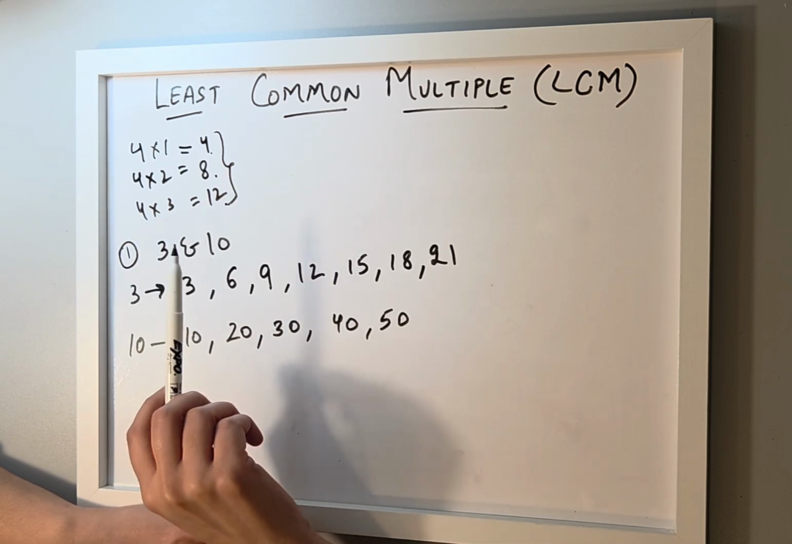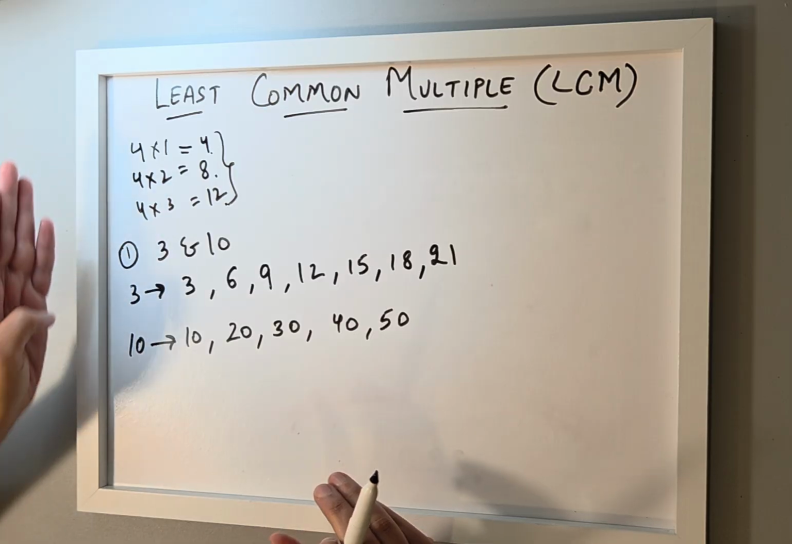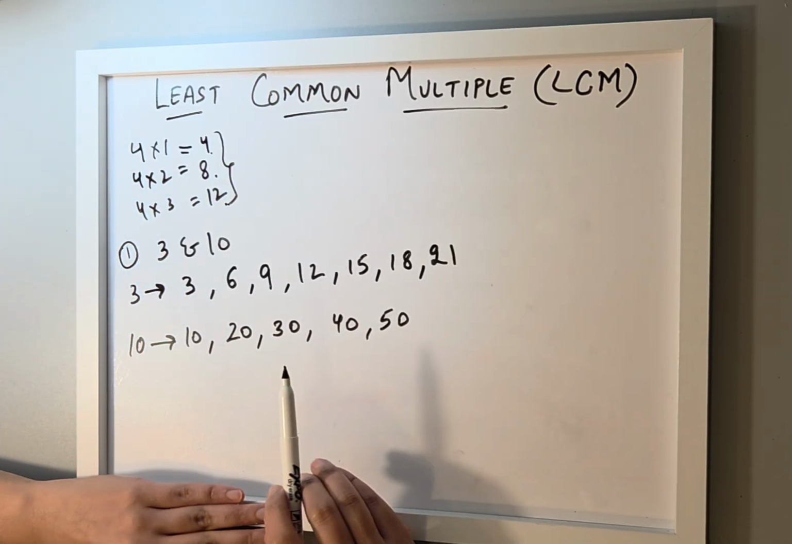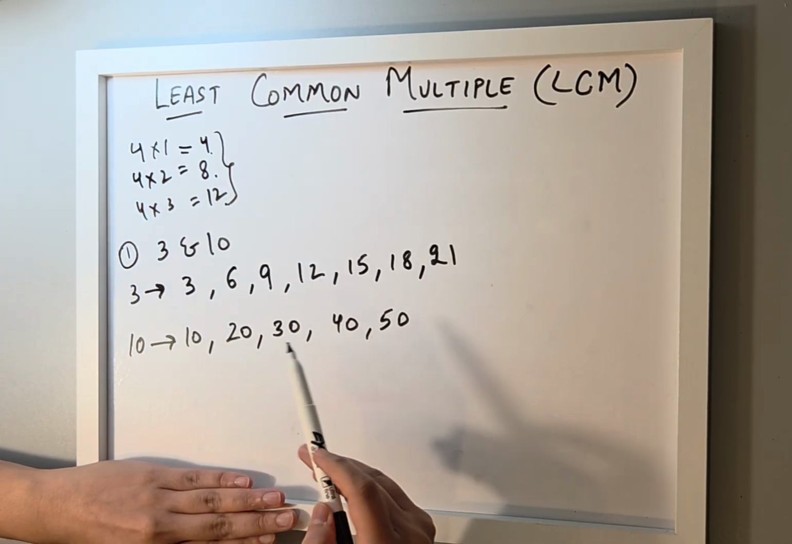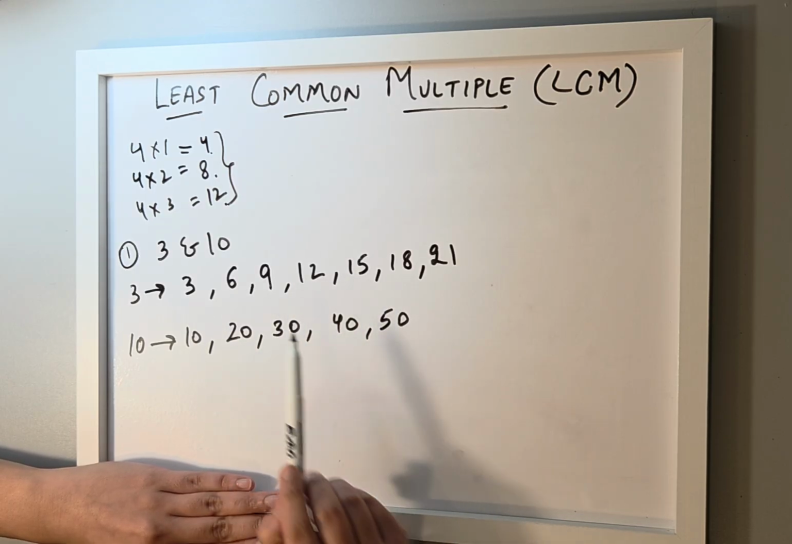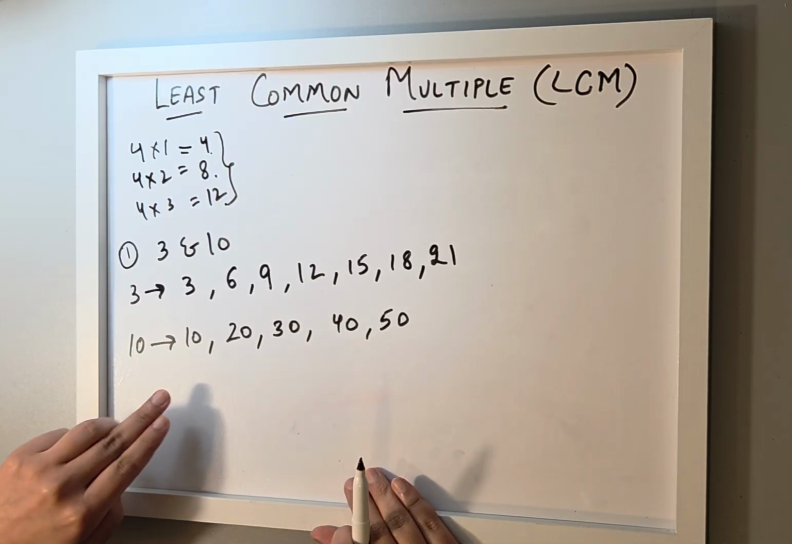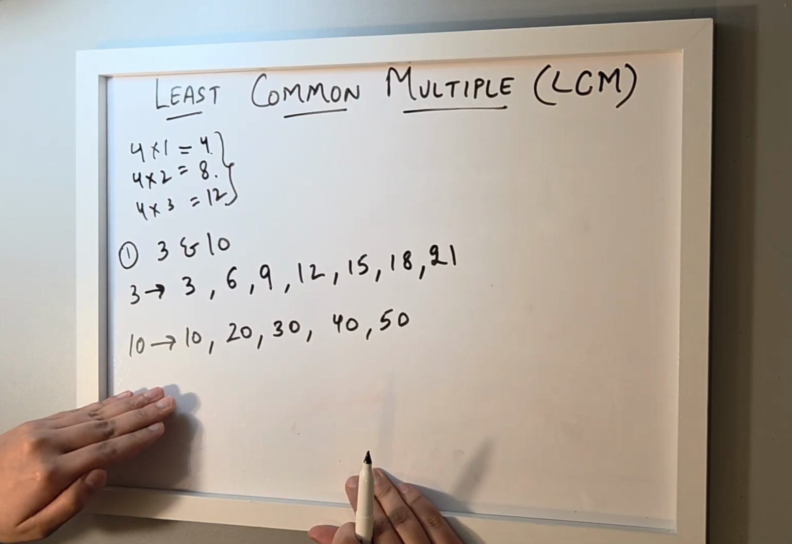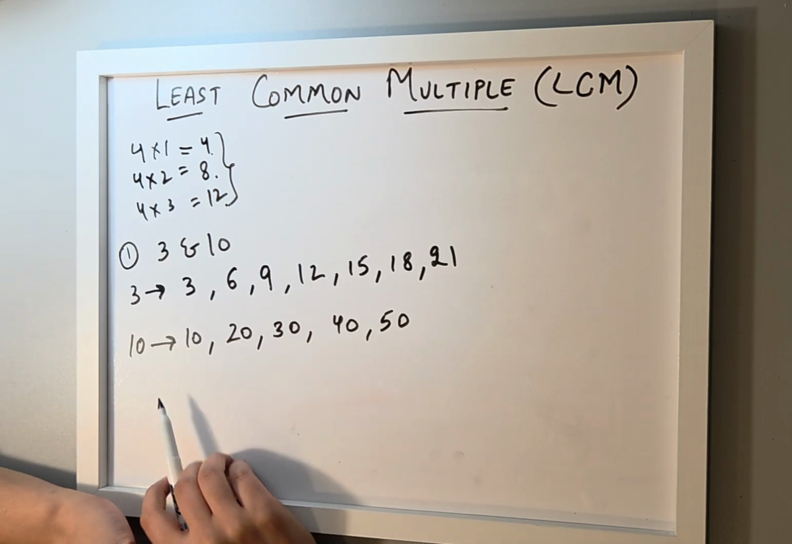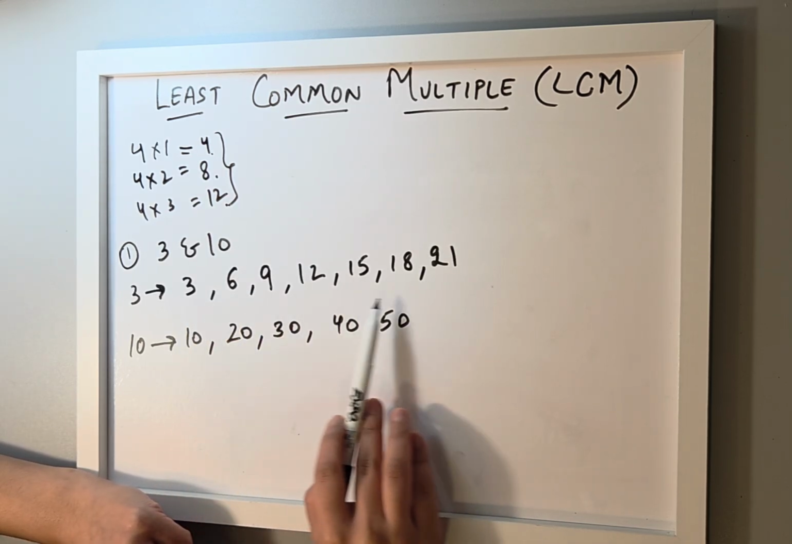Now we are talking about least common multiple. Least means the smallest. So whatever multiple is common among them, we have to find the least value. If we see, 10 is a bigger number, so the multiples of 10 are increasing at a higher rate, 10, 20, 30, 40, 50, but the multiples of 3 increase at a smaller rate.